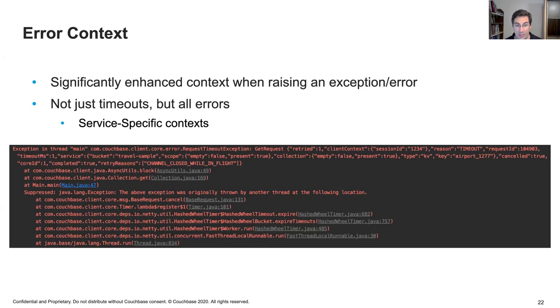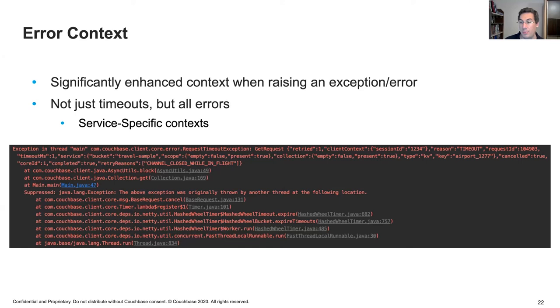And then if we look at the error context, that is JSON alongside, so that's easier to parse as well, we can see that it got retried once. The reason that it failed was because of a timeout. We know that from the exception already. We know that we talked to the travel sample bucket. We know that it used the default collection, and we know the key. So airport 1277 is the document ID.